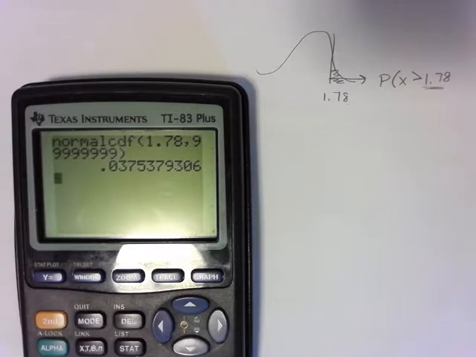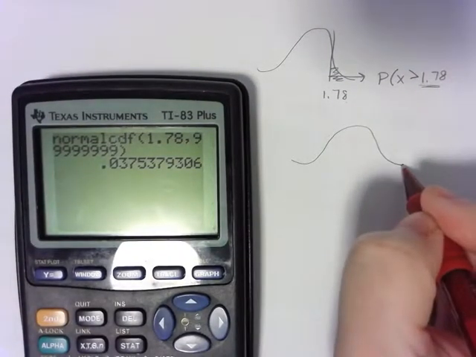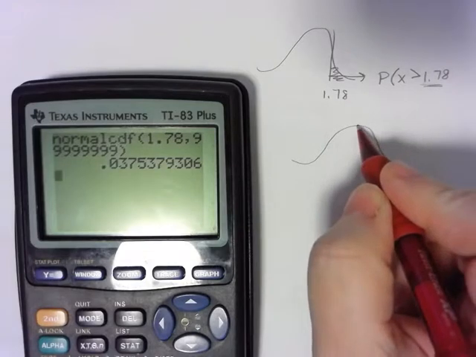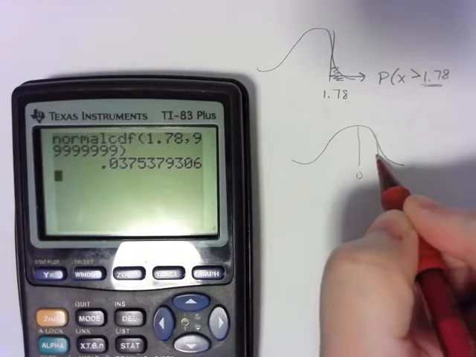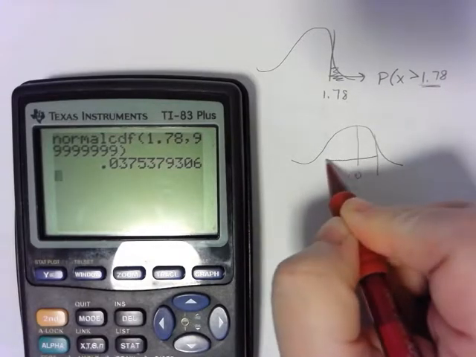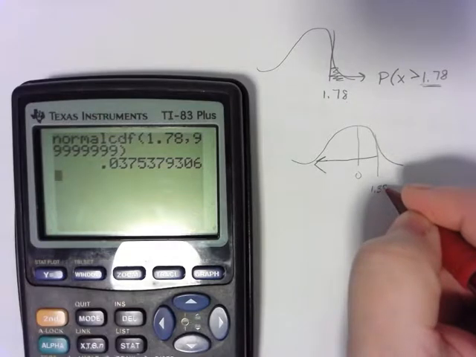So that's example 9. Example 10, we want the area of the curve to the left of 1.35. So if here's 0, 1.35 of a z-score would be over here, and we want everything to the left. So my answer should be above 0.5.